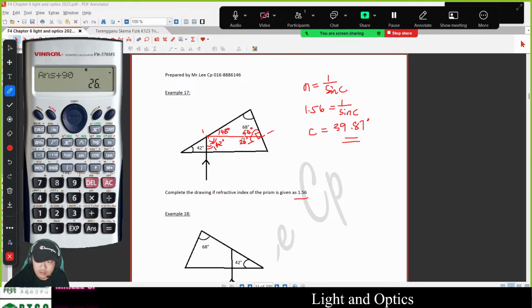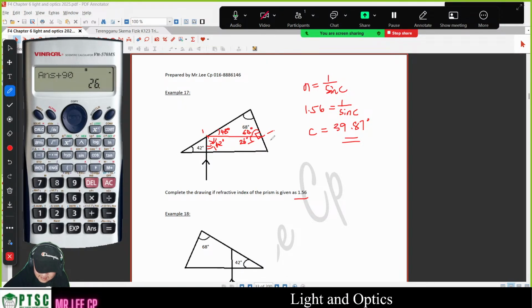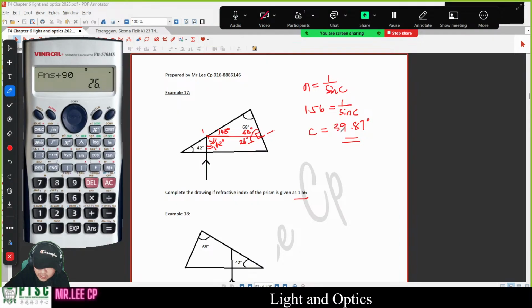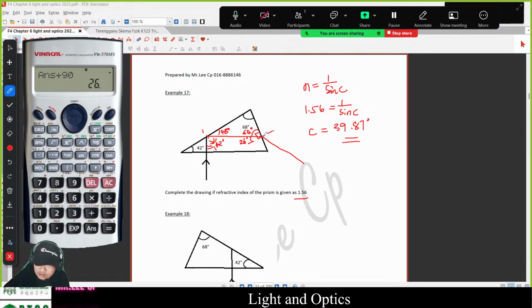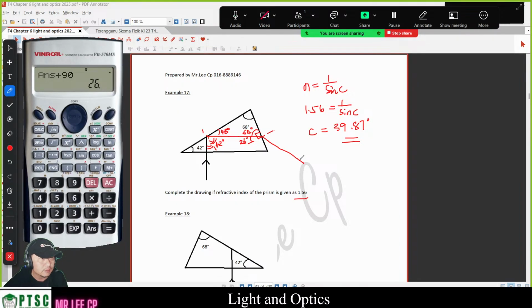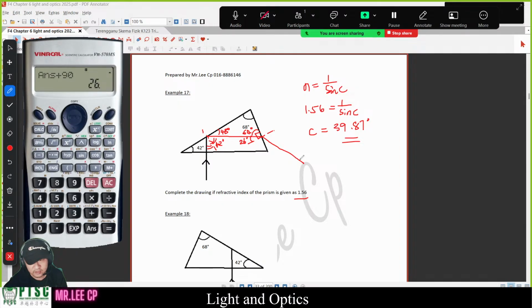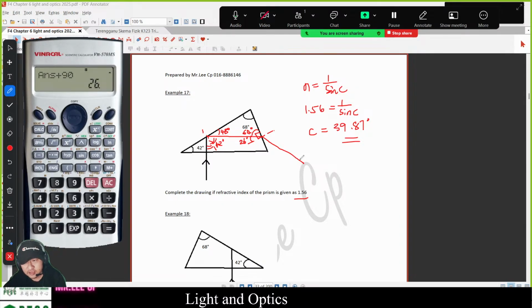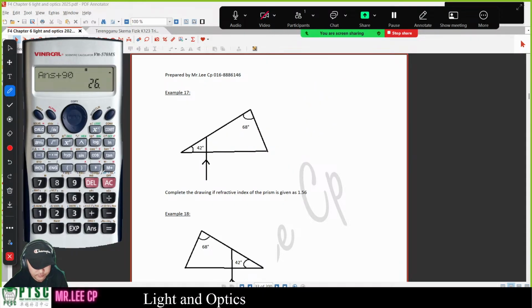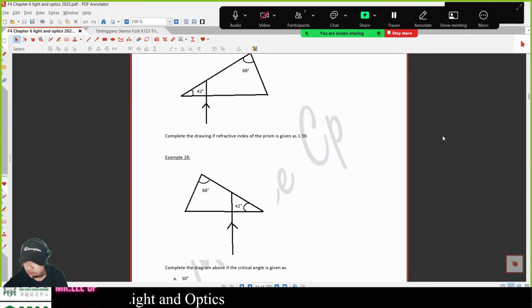So the light ray travels from less dense to denser, and then is less than the critical angle. So what is going to happen? It bends away from the normal. That's all. Right? This is how you're going to do it. Okay.